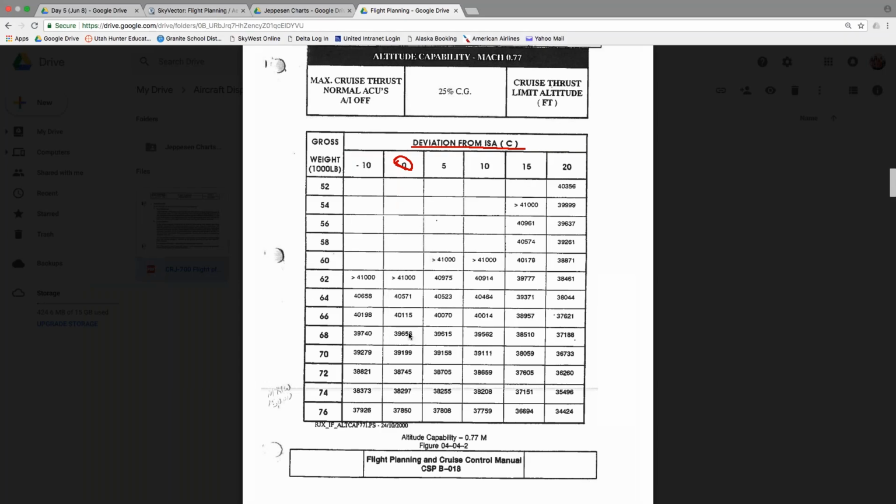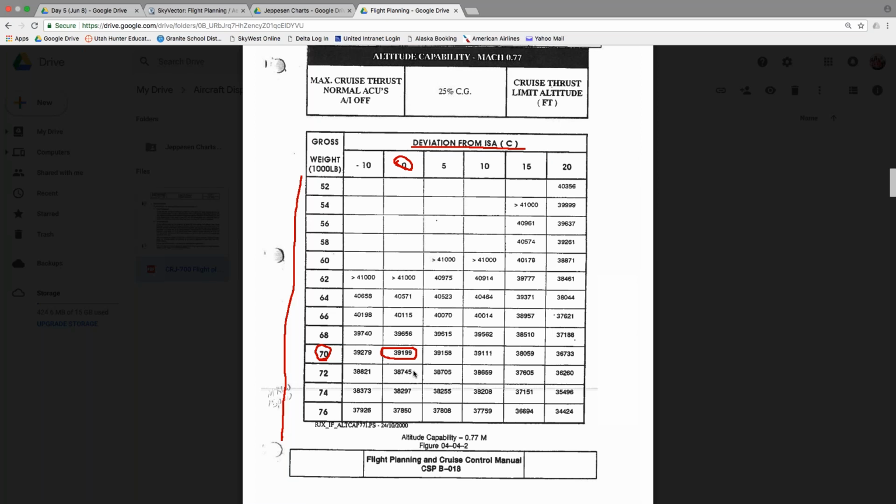And then we're going to penalize that because this is in even thousands of pounds. So we're going to penalize it, throw on a little bit more weight. Okay, so deviation from ISA 0, 70,000 pounds, we're capable of 39,000 feet, 190. Or, yeah, 39,199.